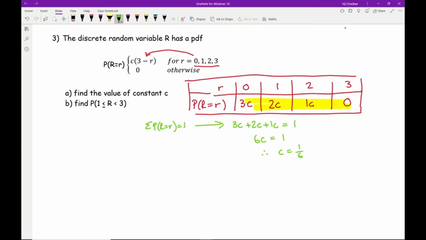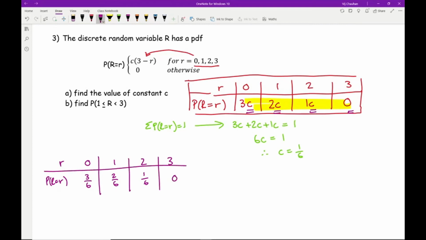So again, I'm going to draw the table again. It's not really essential, but sometimes it's better because I'm going to need it to work out the following values and the probability that r equals r. So here I'm going to have 3/6, and again all I'm doing is substituting c equals 1/6 into each of these, and then I've got 2/6, I've got 1/6, and I've got a 0. So working out a, this is my answer to a.